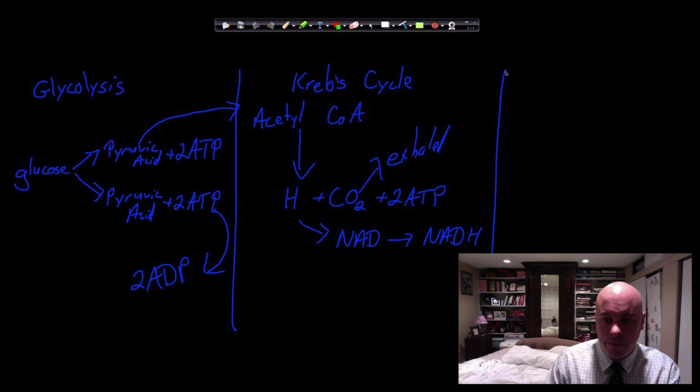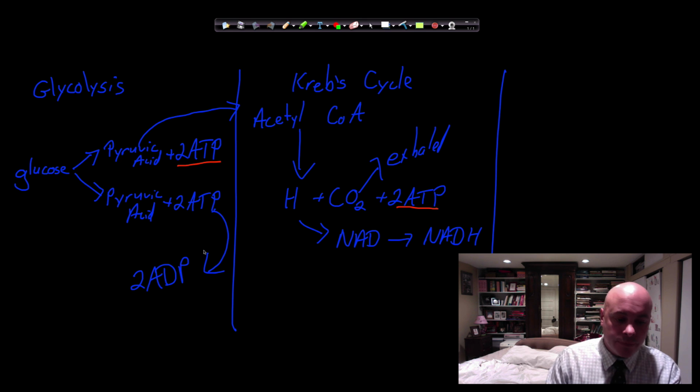Now, before we continue, let's take a look. So we have 2 ATP here, 2 ATP here. This ATP we're not counting because it was used in the process. So we have right now a gain of 4 molecules of ATP. The carbon dioxide that was created is a waste product, and this is removed.